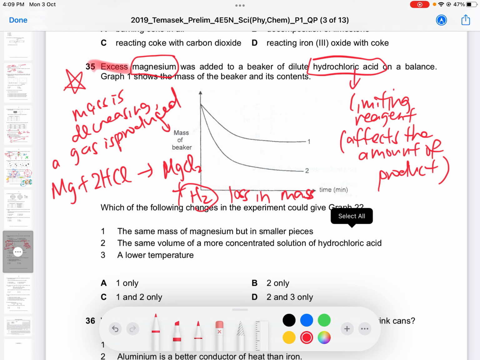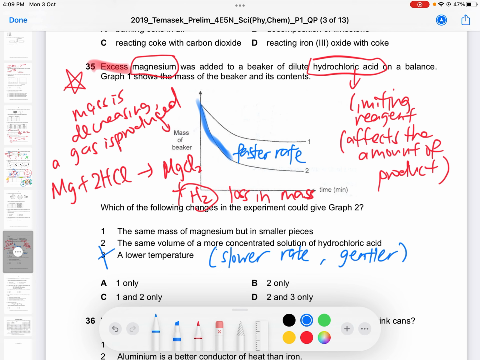Okay, so for here you see that for experiment 2, the gradient is steeper. Steeper gradient means faster rate. Okay, so lower temperature is definitely out, because lower means slower rate. Okay, gentler gradient. So D out.